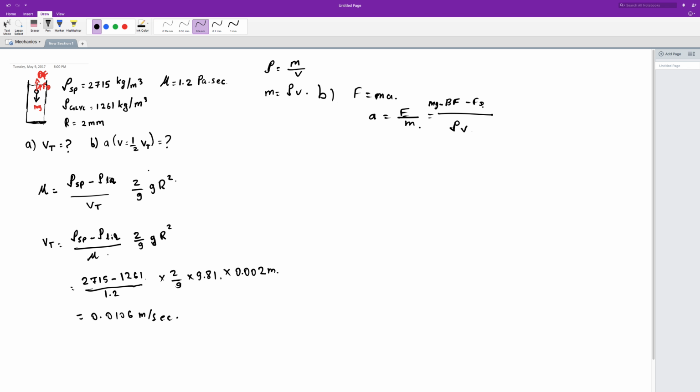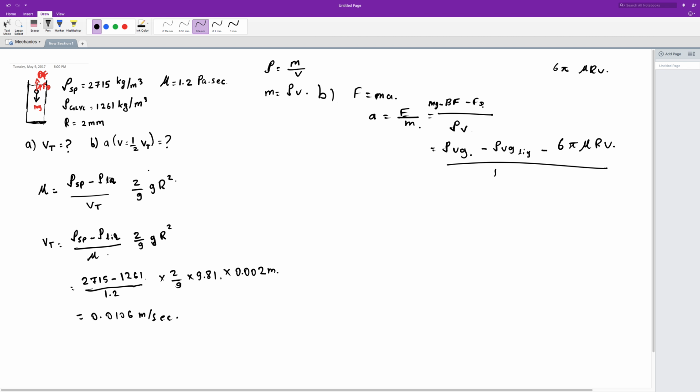So I can write rho v instead of m and see what happens. This is going to be rho v in the denominator, and we have mg right here, so instead of mg I can write rho vg. So rho vg. And the buoyancy force is basically the weight of the liquid displaced by this sphere, so that's going to be rho vg for the liquid. For the drag force, I have to use Stokes law. Stokes law equation is 6 pi mu r v. So instead of drag force, I can substitute that one right here. So this is going to be 6 pi mu r v, divided by rho v. Now this is rho vg for the sphere, this is rho vg for the liquid, and this is 6 pi mu r v, and rho v. So we have written the equation right here, so we can apply all the values.